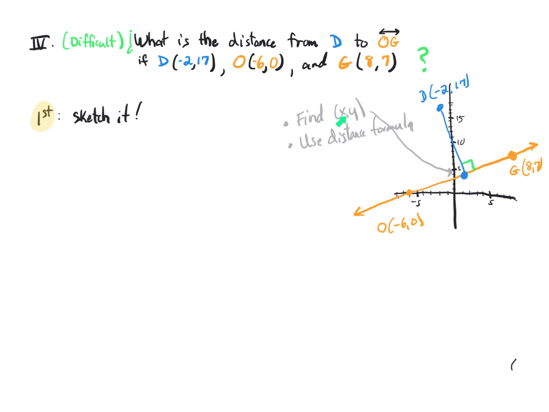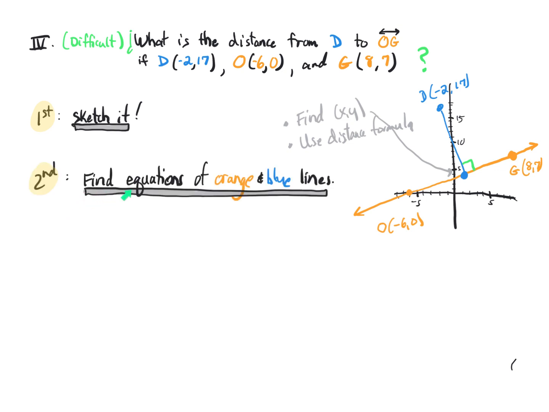So we need to find the xy for this point, and then once we have those 2 points, we can use the distance formula, and that's how we'll do this problem. All right, we've sketched it. We understand that they're asking for the length of this blue segment, and in order to find this point so that we can finish the problem, we're going to have to do step 2.